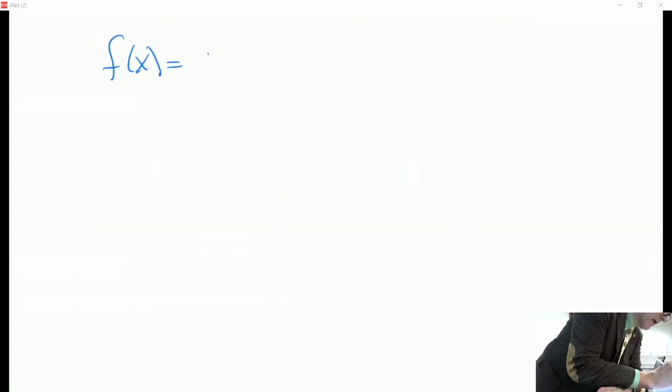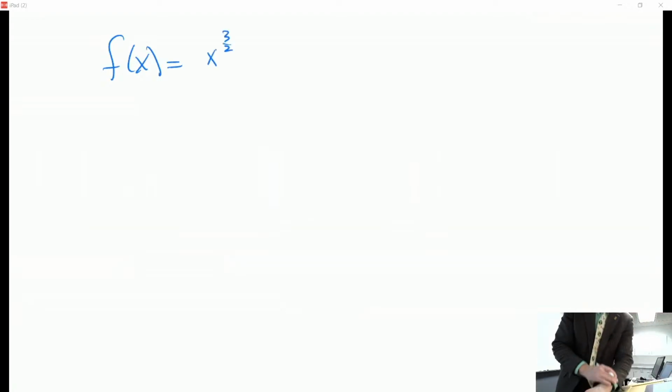So let's do the one more thing. f of x is equal to x to the 3/2. Just x to the 3/2. Because you remember I mentioned that my power rule, the rule that we had at the beginning, only works for integer exponents. So what do we do with this?